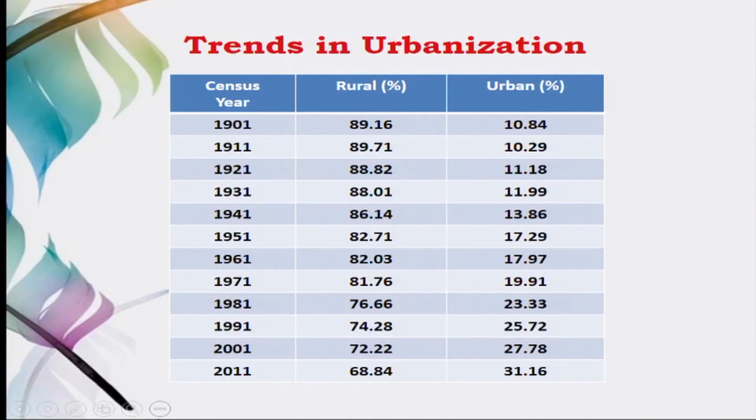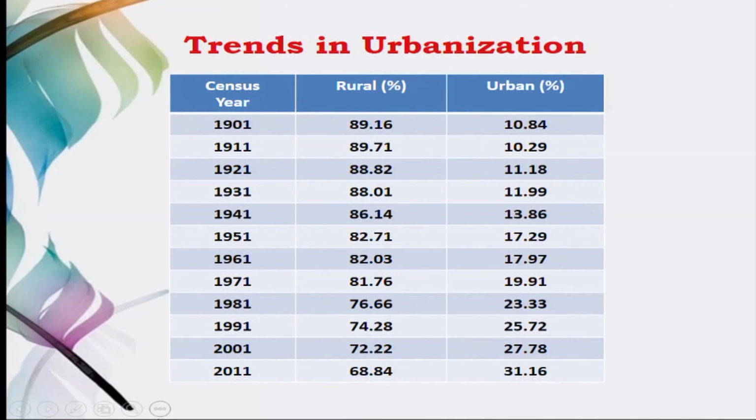This is showing the trends in urbanization in India. According to the data from the census of the Government of India from 1901 to 2011, there is a gradual increase of urban population from 11% to 31%. At the same time, there was a decrease in rural population, because in 1901 we had 89% rural population, while in the last census in 2011 we had only around 69%. On the one hand a decrease in the rural population, on the other hand a simultaneous increase in the urban population.